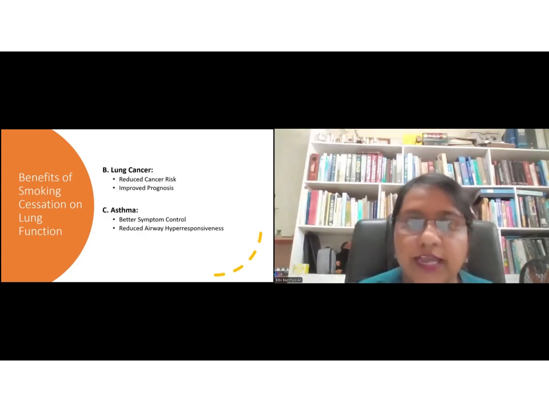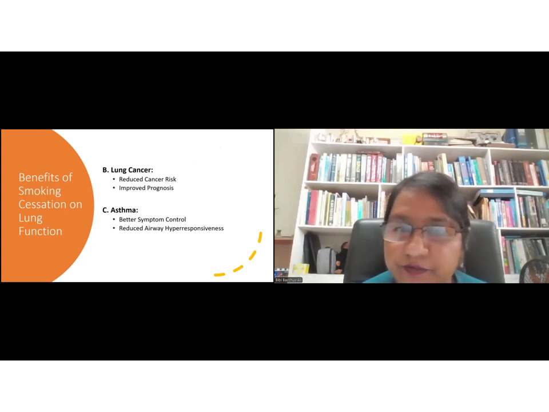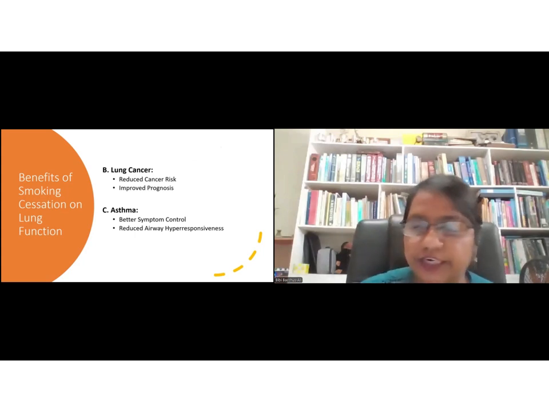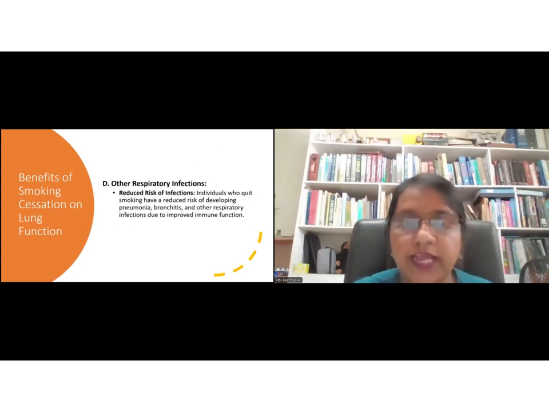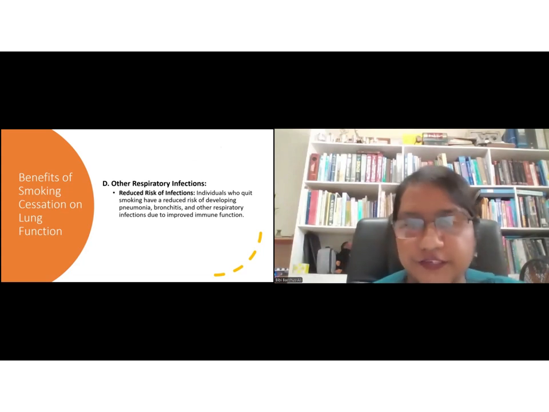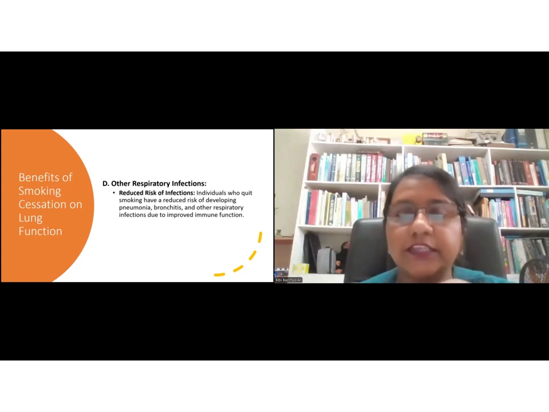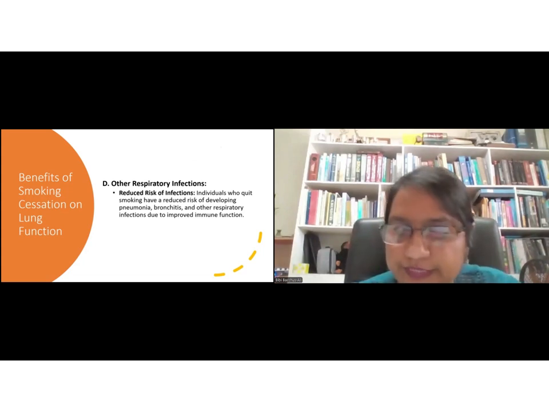In lung cancer, it reduces your cancer risk. And if you have cancer, it improves your prognosis. In asthma, it reduces airway hyperresponsiveness, resulting in better symptom control. And it reduces your risk as well for respiratory infections, as the airway can now clean itself properly, remove mucus, and the cilia, and everything could work comfortably.